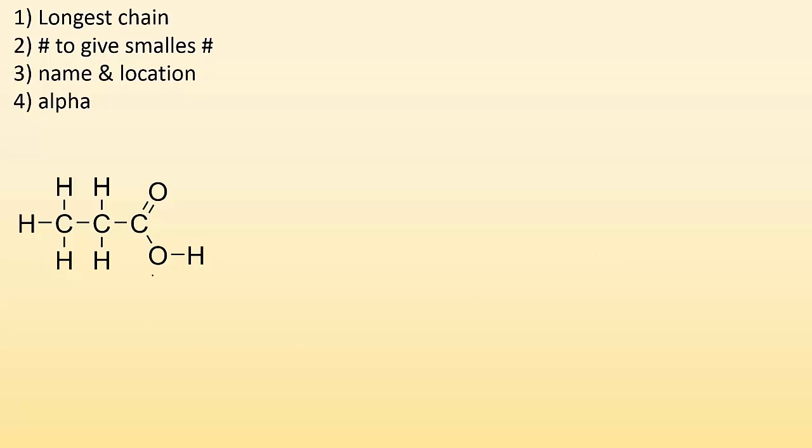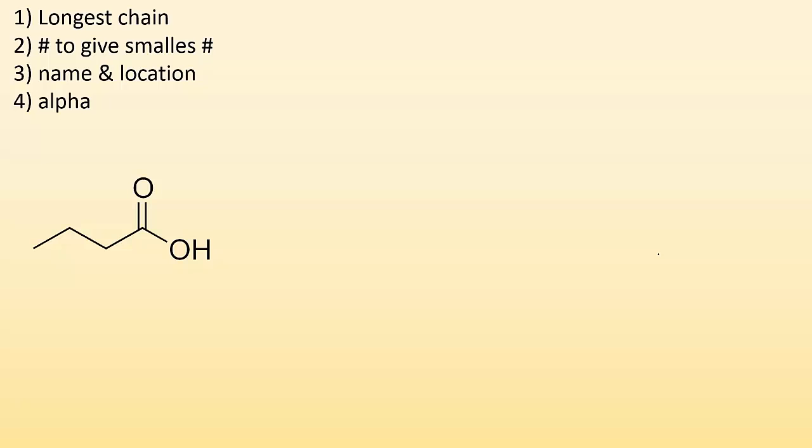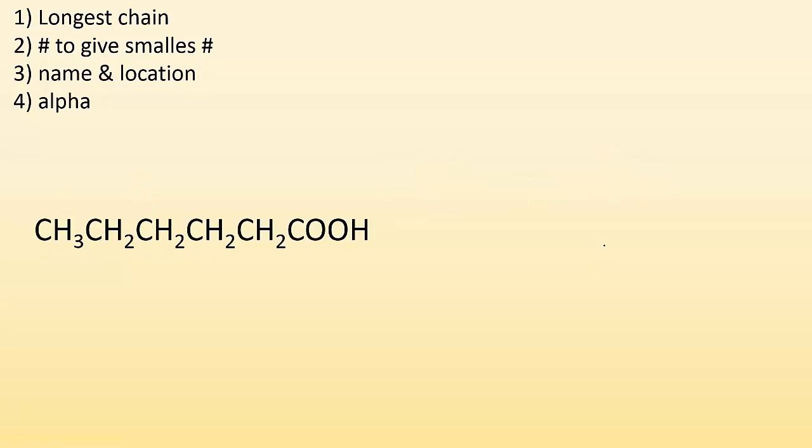So again, find the longest chain, 3 carbons. So how do I say 3 carbons? I say prop, all single bonded. So it's just propanoic acid. And that's how you name it. That's propanoic acid. What about this one? All right, well, this one has 1, 2, 3, 4 carbons. So this would be butanoic acid. All right, bring on the next one.